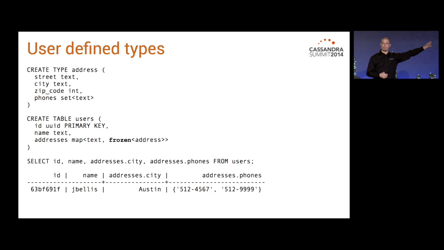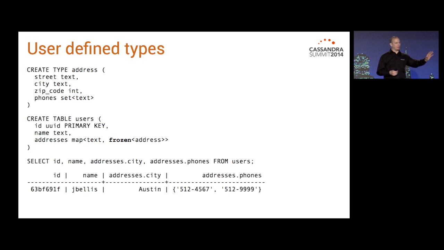So I have text keys, and I have address values. Now there's a keyword here that you haven't seen before, which is frozen. And so what this says is, this is a bit of forwards compatibility. In 2.1, user-defined types are stored internally as a blob. And so what that means is, I can't take an address and modify just the street. I need to replace that entire address struct with a new one that has the modifications I wanted.